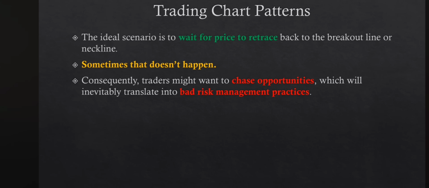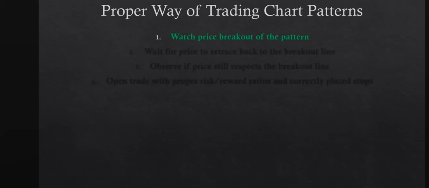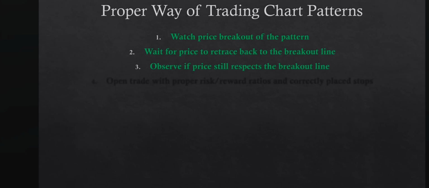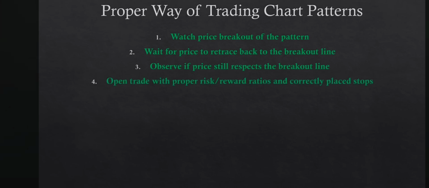That means sometimes you will need to see patterns developing in front of you, and you will need the discipline to let price go without trading because the proper entry signal didn't happen. All of this is just part of a dangerous psychological game that is difficult to master, but it is a subject for another course. When we talk about chart patterns, the ideal mode of trading is to watch price breaking out of the pattern, waiting for price to retrace back to the breakout line, observe if price still respects that line, and then open the trade with the proper risk-reward ratios and correctly placed stops.